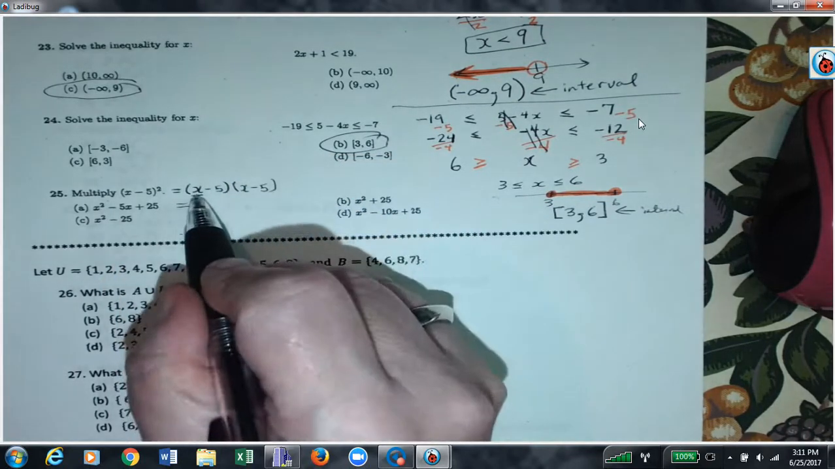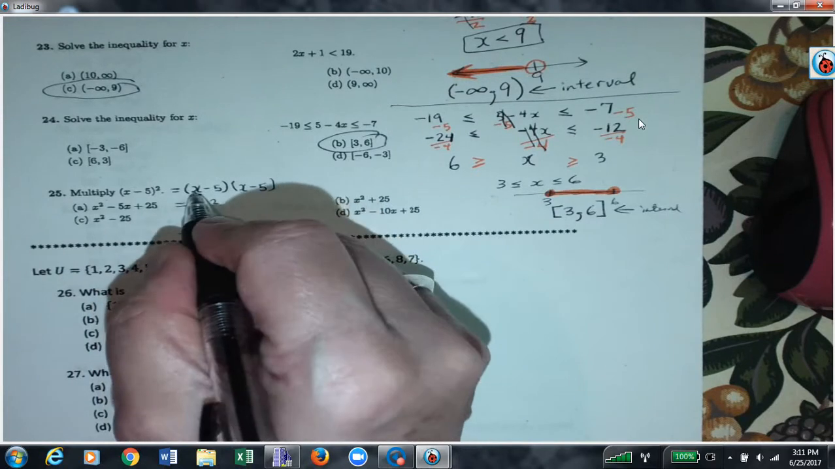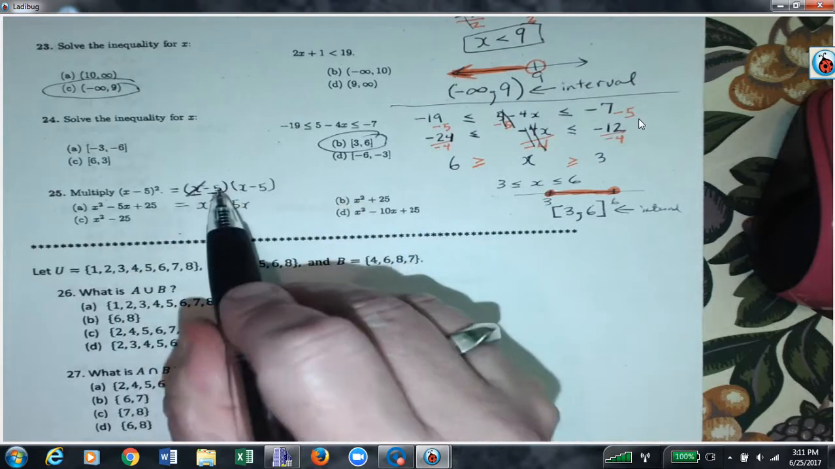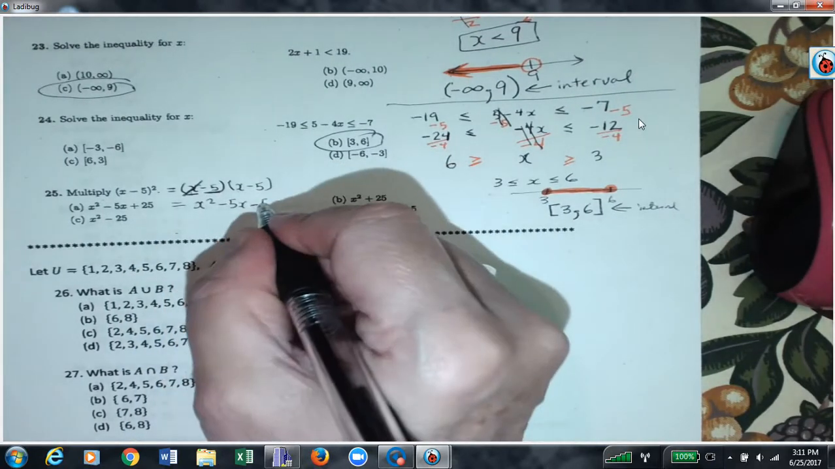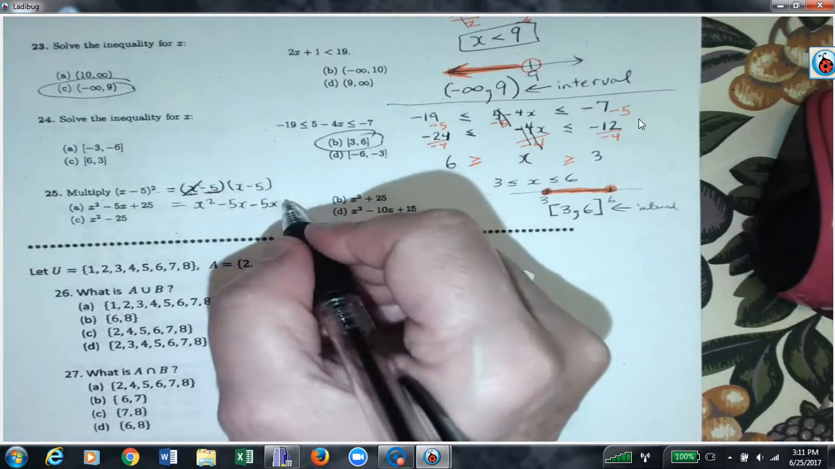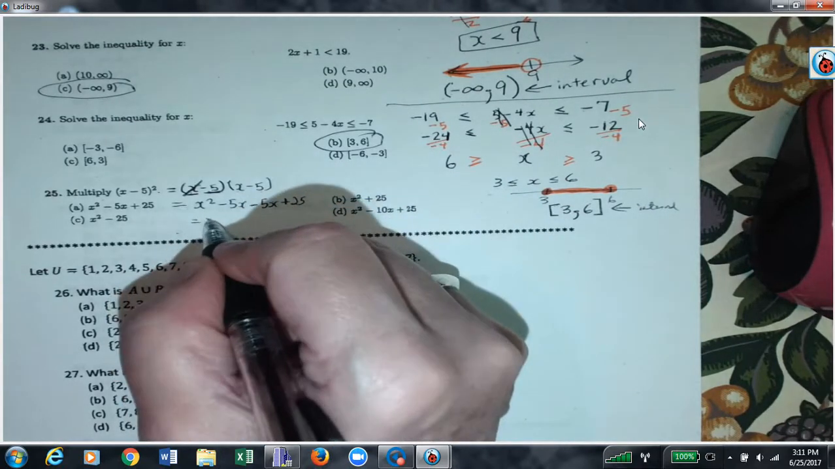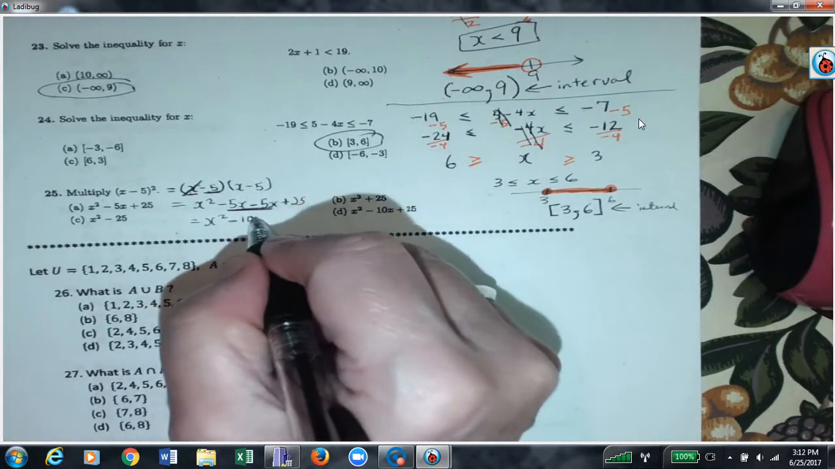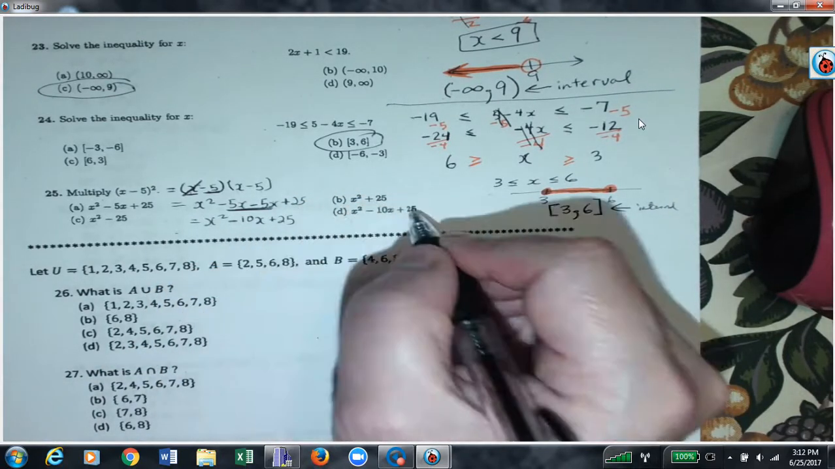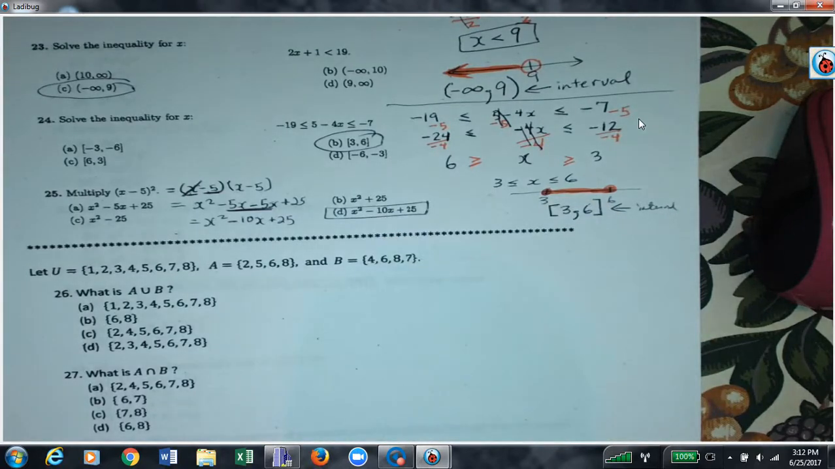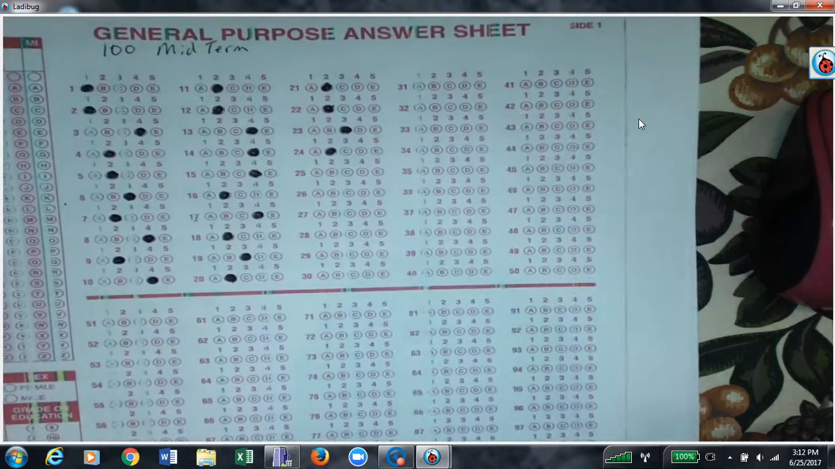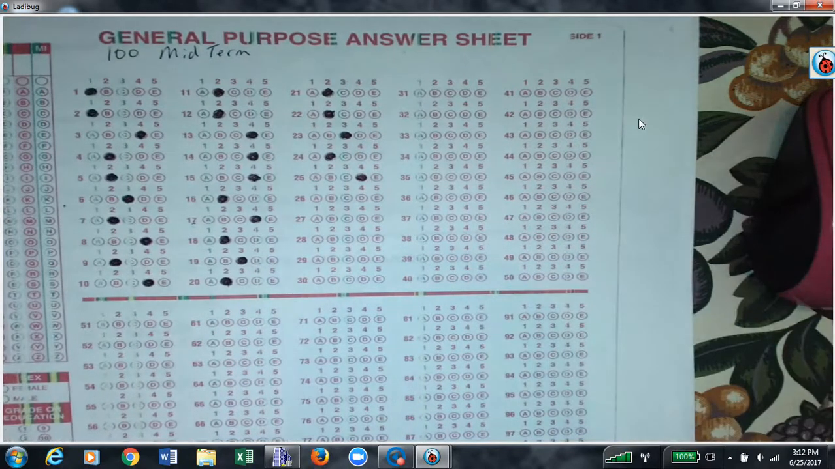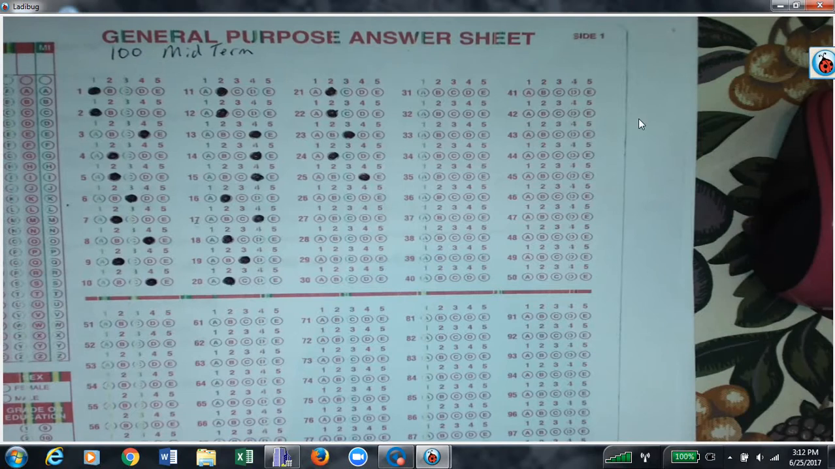So if I start with x, I have x times x is x squared. X times negative 5 is minus 5x. Then I'm done with that. And then negative 5 times x is negative 5x. And negative 5 times negative 5 is positive 25. So I have x squared, and negative 5x minus 5x is minus 10x, then plus 25. That is what the answer to number 25 is. 25 is D.